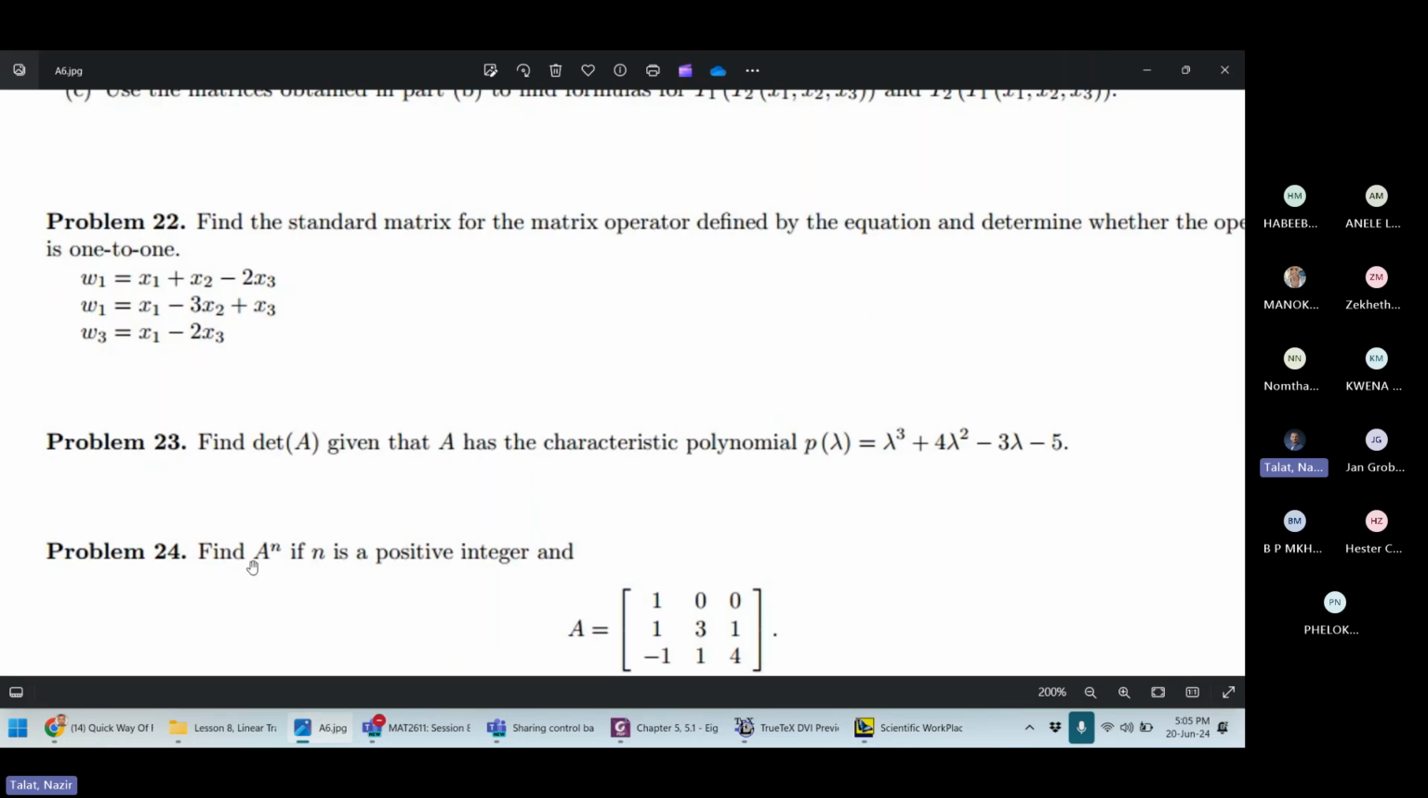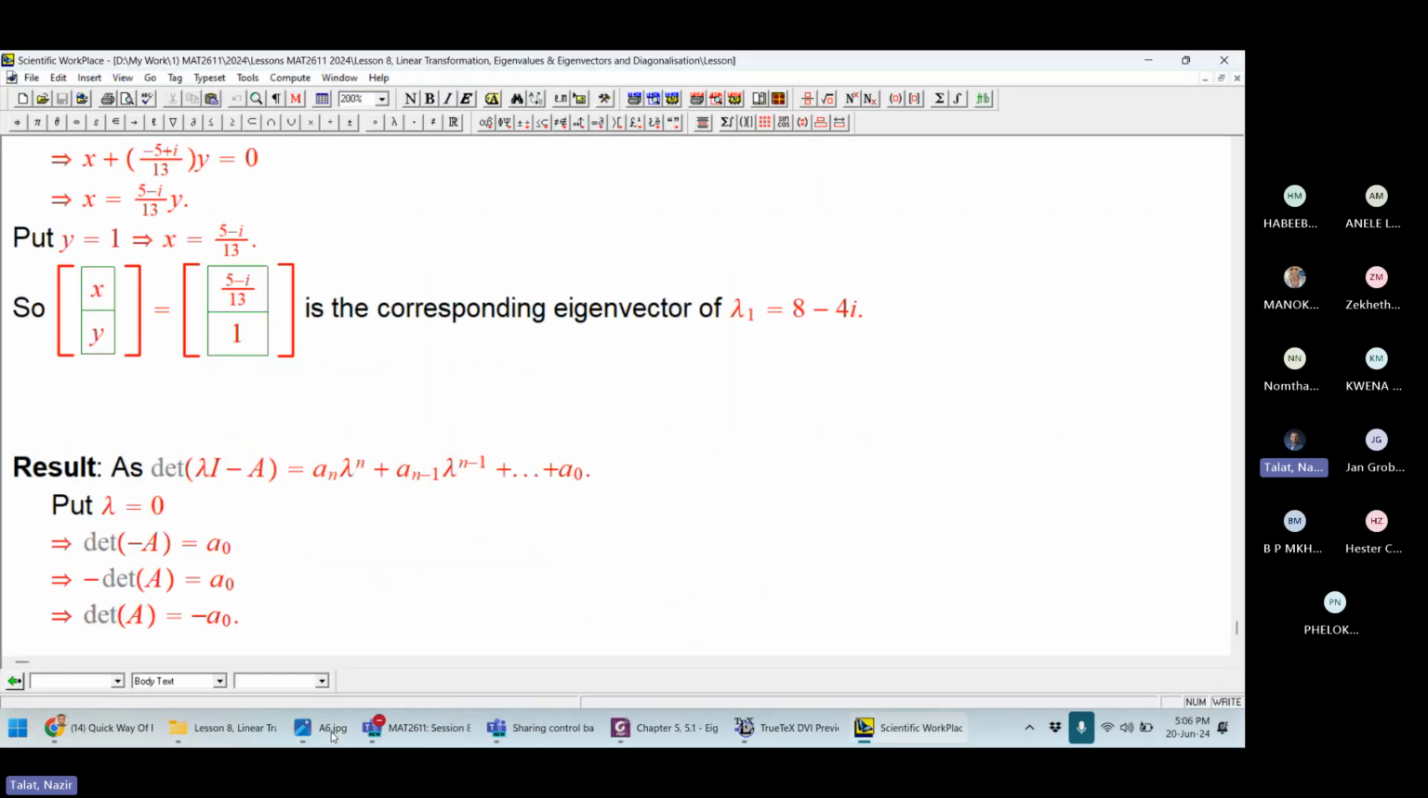And also the next problem, to find A power n if n is any positive integer. A is a matrix over here. So we know how to find A square, A cube, up to A n. You just need to write a general form of that. There are many ways of obtaining the result regarding this one, but here you just see what is A n, or what is the exact form of A n. A n means A power n. Like A square is A multiplied by A, A cube is A square multiplied by A. So this is the problem regarding this.